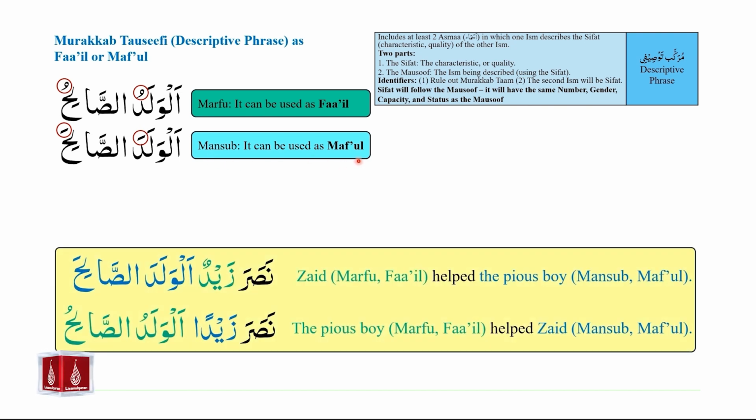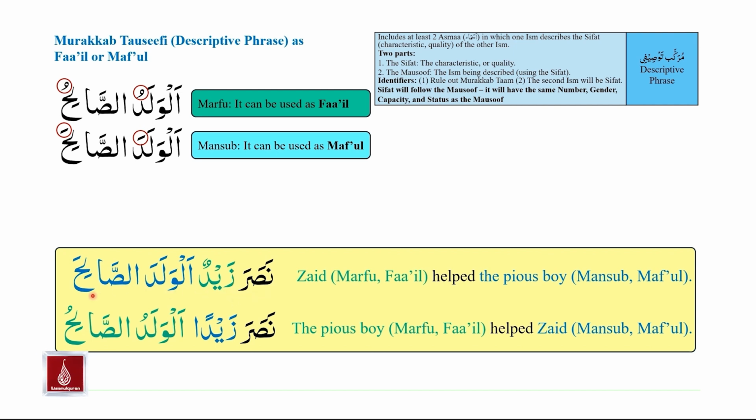If we study some specific examples, Nasara Zaidun al-waladas saliha. Zaid helped the pious boy. In this example, Nasara is the fi'il, Zaidun is fa'il because it is marfu. Zaidun is the one who is performing the action. Zaidun is the one who is helping.